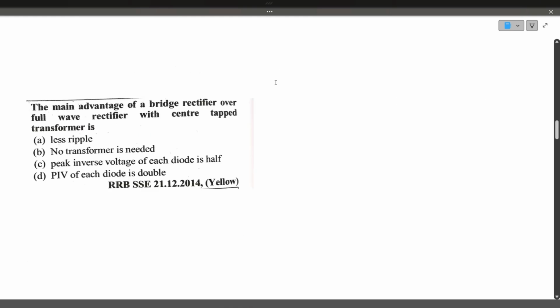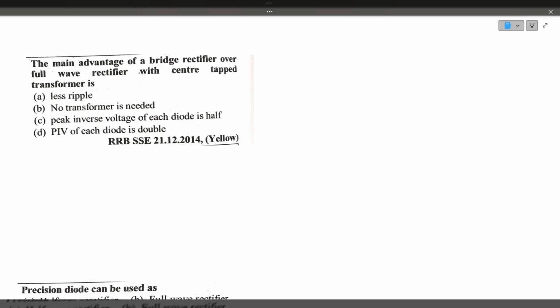Next question. The main advantage of the bridge rectifier over the full wave rectifier with center tap. That is less ripple? No, both are same. Both are full wave rectifiers only. So the ripple factor for full wave rectifier, either it can be bridge or center tap, is equal to 0.482. So it is same. No transformer needed? No, both require transformers. Both require transformers.